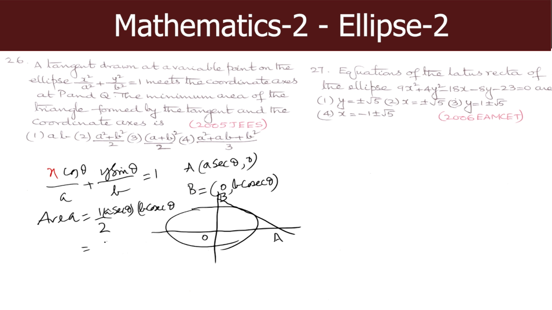or this is ab by sin 2 theta. Because secant theta is 1 by cos theta and cosecant theta is 1 by sin theta. So, that is ab by sin 2 theta. This is always greater than or equal to, because the sin 2 theta is less than or equal to 1. Maximum value of sin 2 theta is 1. Therefore, ab by sin 2 theta is greater than or equal to ab. So, therefore, the minimum value of the area of the triangle formed by the tangent and the coordinate axis will be equal to ab. So, first option is the correct answer.